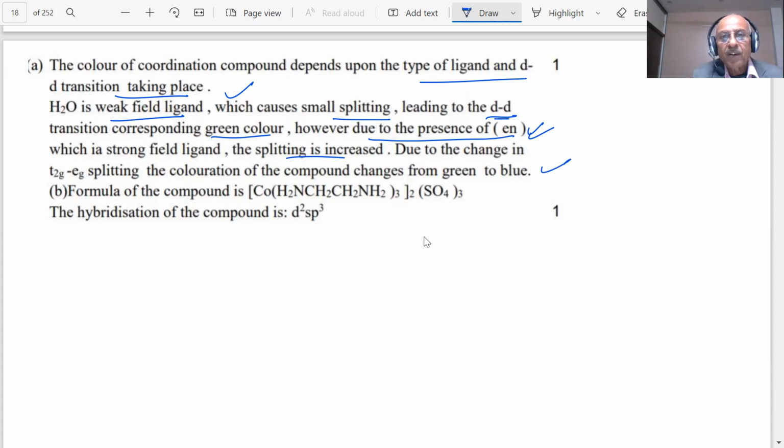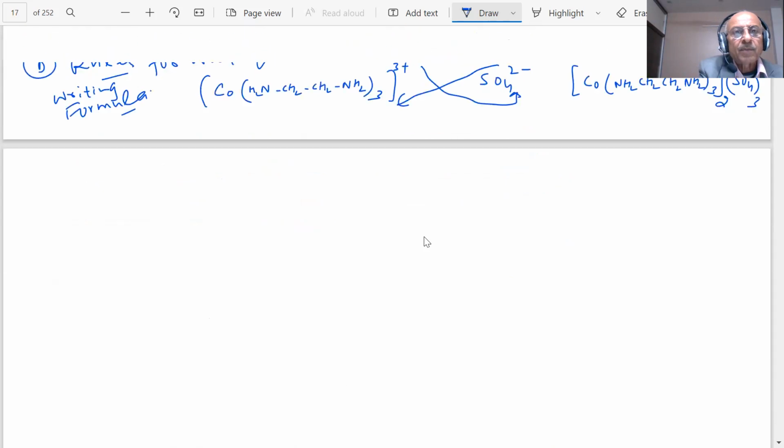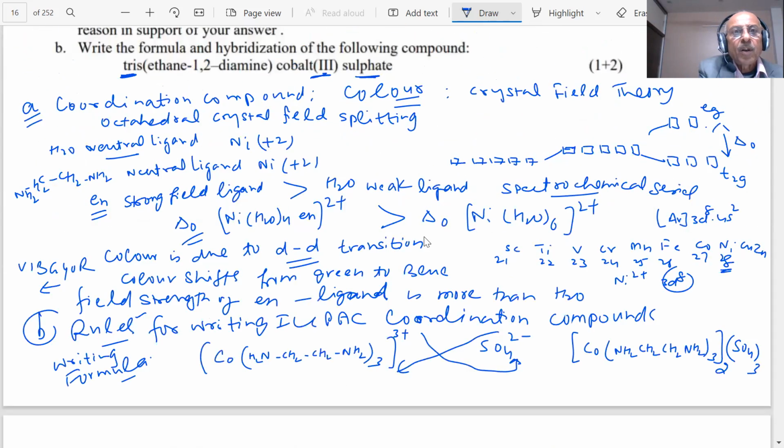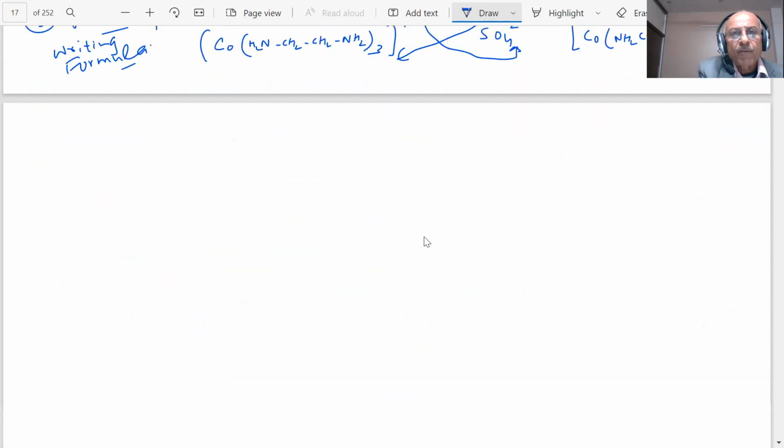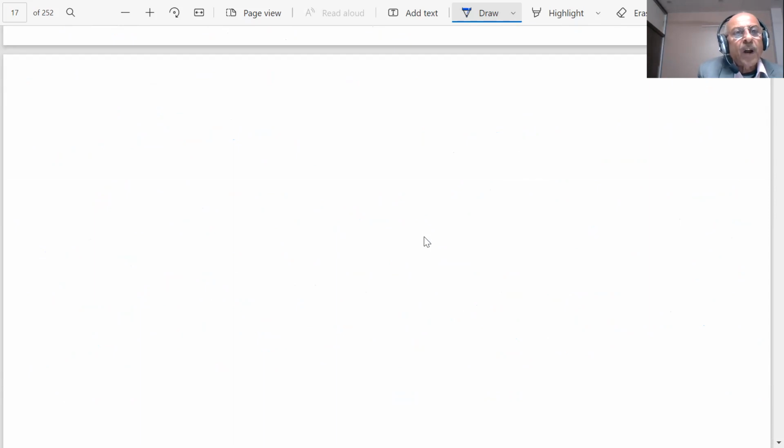Formula of this we have already told you how to write. And this is an important point, students. Cobalt, another question is asked here. What is the other question? He's saying write the formula and hybridization. You have to also find the hybridization of the following compound. Cobalt is in the +3 oxidation state. So how to find the hybridization?